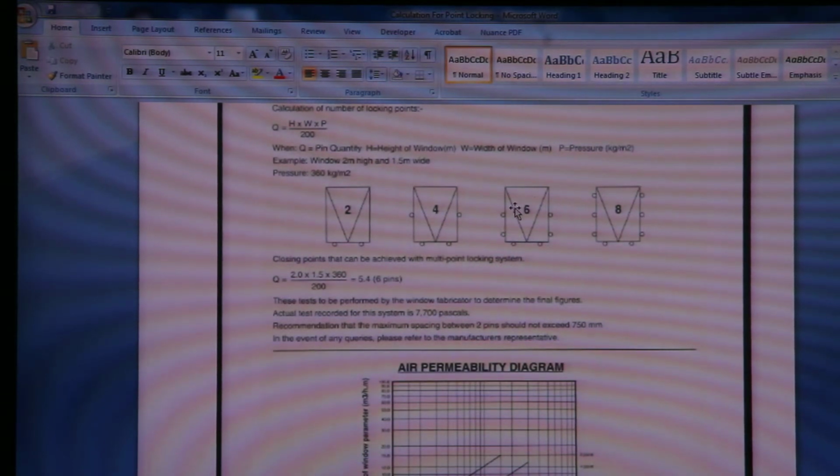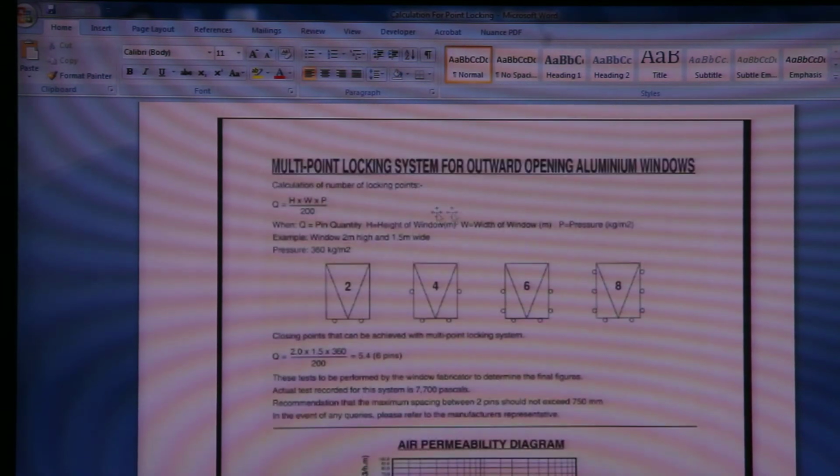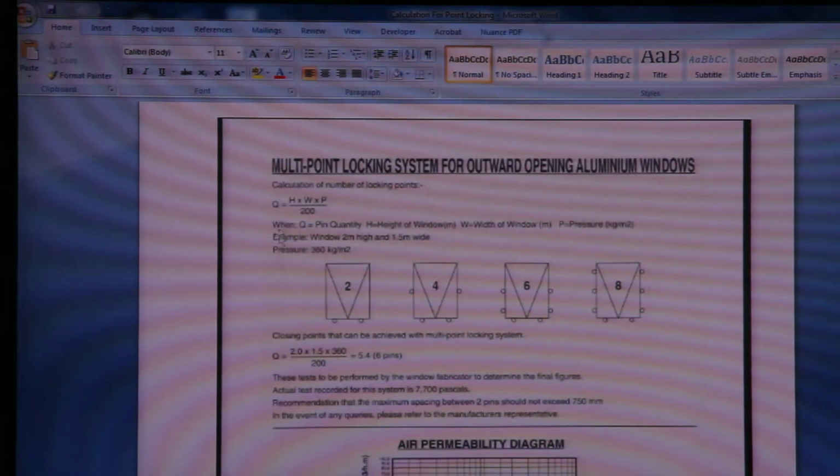And in the 6-point locking, we should give the locking points in the horizontal direction at both ends, and in the vertical direction, left and right, 2 locking points each. In the 8-point locking, 2 locking points in the horizontal direction and 3 locking points in the vertical direction on the right side, and 3 locking points on the left side. So this is the criteria to decide the locking points.